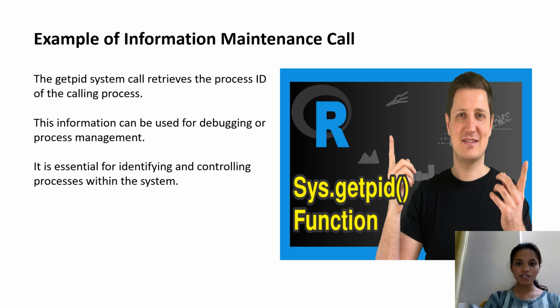Example of information maintenance call. The getPID system call retrieves the process ID of the calling process. This information can be used for debugging or process management. It is essential for identifying and controlling processes within the system.